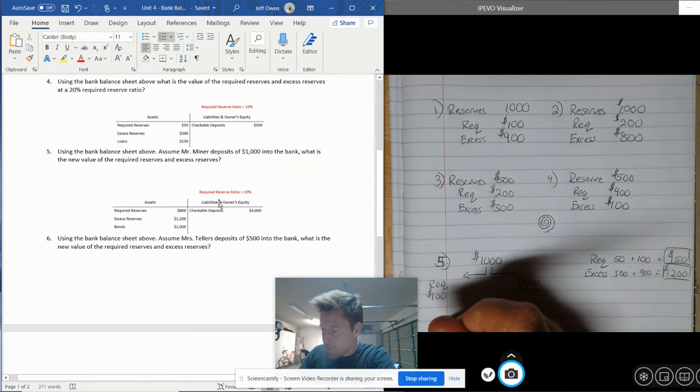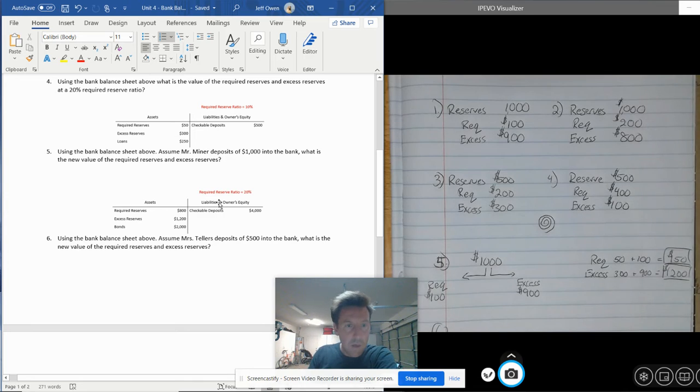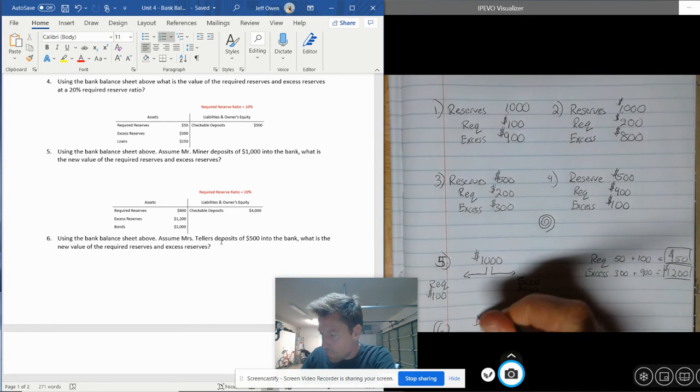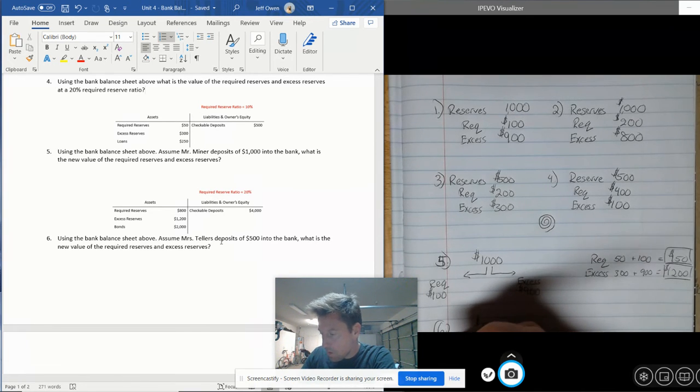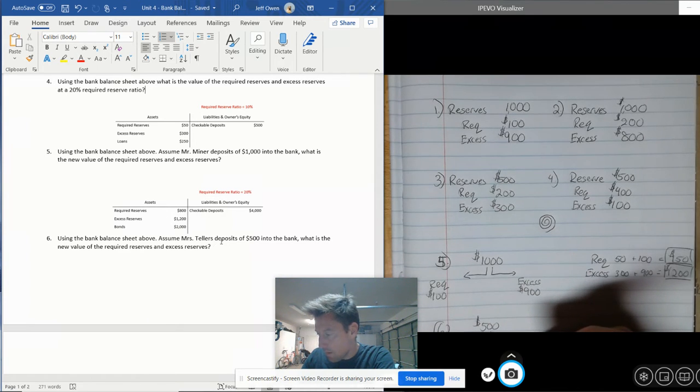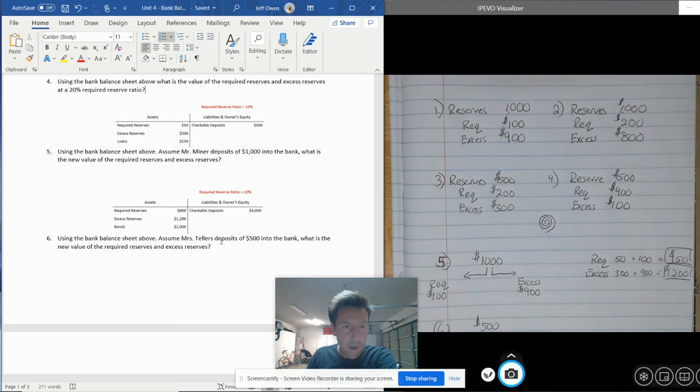All right, let's take a look at number 6. Okay, using the bank balance sheet above, assume Ms. Teller deposits 500 into the bank. What is the new value of the required reserves and the excess reserves? So once again, this is a deposit. So when it's a deposit, I take that full amount, that $500. I assume part of it's going to go into the required reserve and part of it's going to go into the excess reserve. Now, our required reserve ratio is 20%.